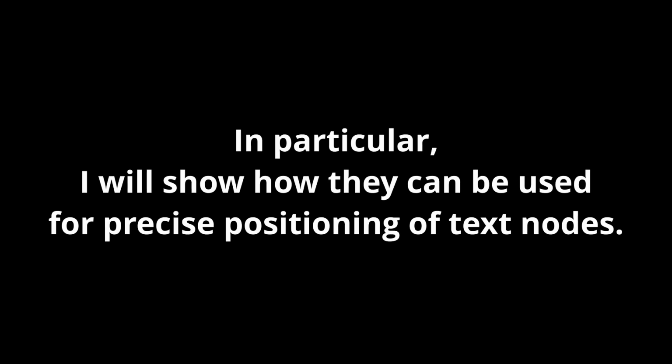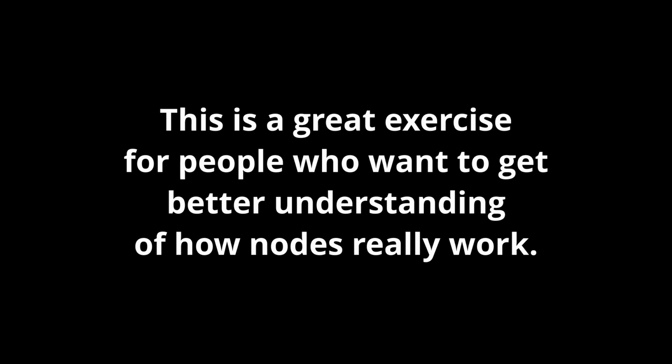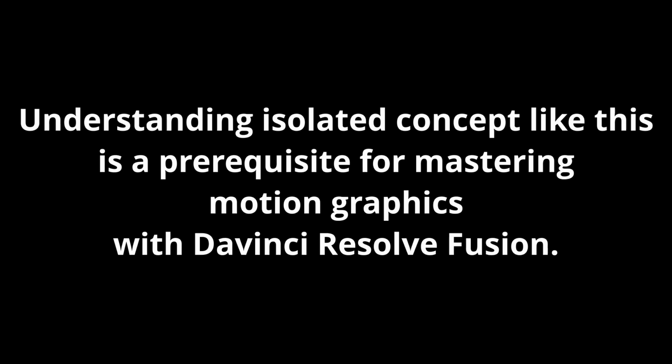In this video, I will teach you how to use text anchors in DaVinci Resolve. In particular, I will show how they can be used for precise positioning of text nodes. We will create a static scene that you can see on the screen. This is a great exercise for people who want to get a better understanding of how nodes really work. Understanding an isolated concept like this is a prerequisite for mastering motion graphics with DaVinci Resolve Fusion.